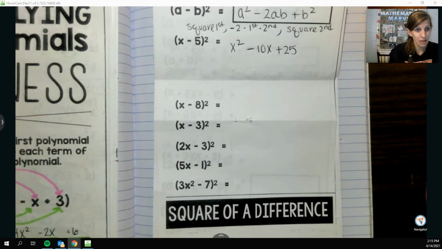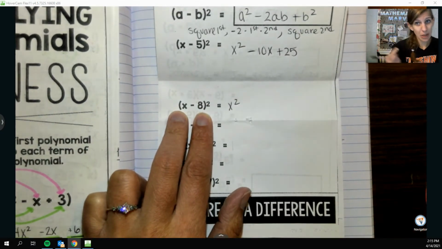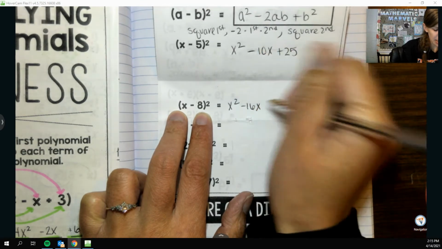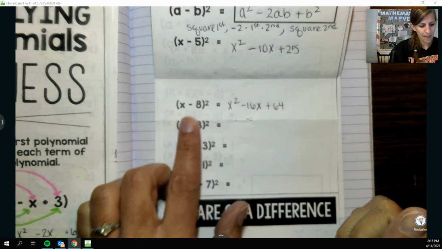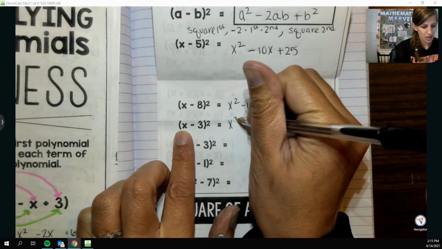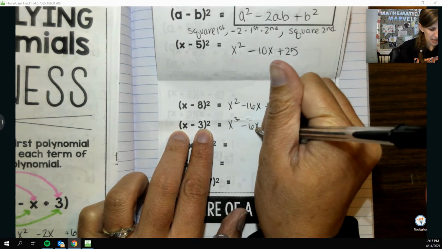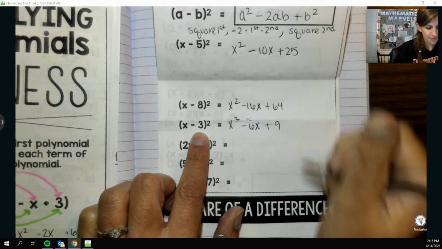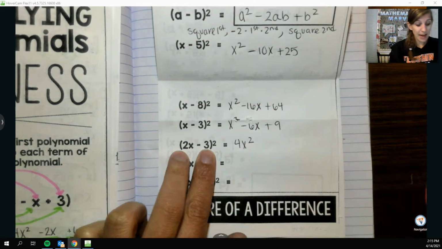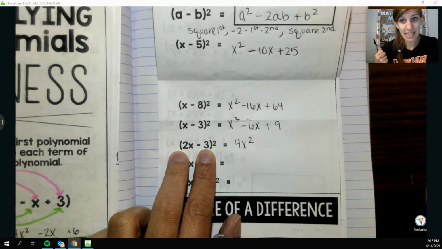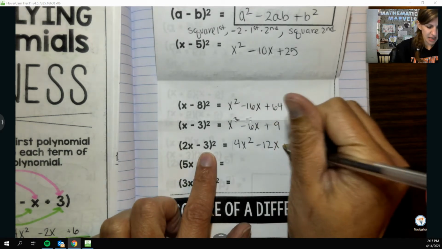So same thing for all of these. I square the first, I smash the two together and double it, so negative 16x, and then I square the second, so 64. I square the first, I smash these two together and then double it, so negative 6x, and then I square the last. Square the first, smash those two together, so negative 6, but then double it, so negative 12, and then square the last.